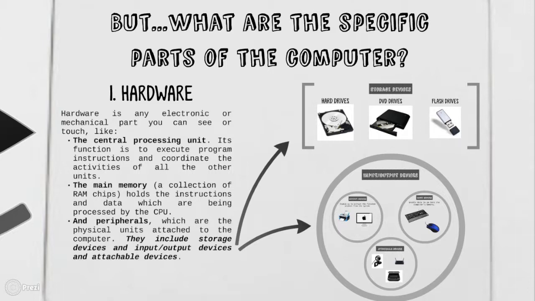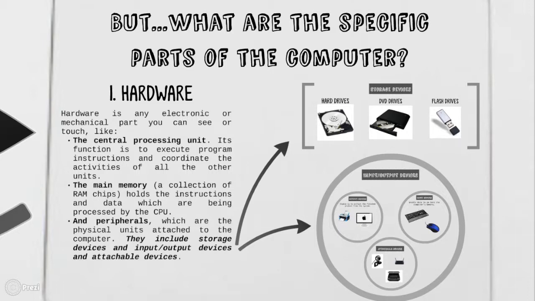The second one is the main memory, which is a collection of RAM chips that holds all the instructions and data that the computer is processing, and this is also being processed by the CPU. So it is also in the tower in the case of desktop computers.